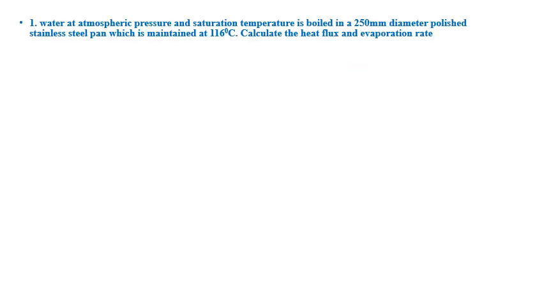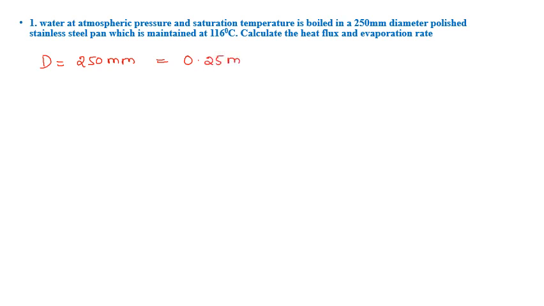In the first problem, water at atmospheric pressure and saturation temperature is boiled in a 250 mm diameter polished stainless steel pan which is maintained at 116 degrees centigrade. Calculate the heat flux and evaporation rate. In the given problem, the diameter D is given to be 250 mm. We are supposed to convert it into meters, so it is 0.25 meter.